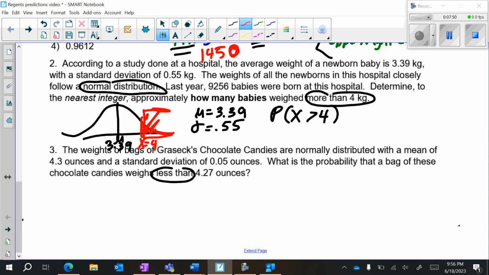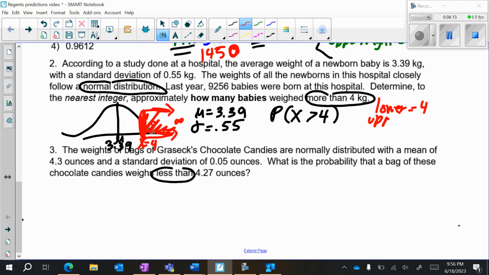Now, because this is a free response, we have to show a little bit more work than if it were multiple choice. So get in the habit of drawing the bell curve, putting the mean in the middle, labeling everything, shading the area that you're interested in. So for this question, the lower bound is 4, which is the left boundary of our area here. And then the upper boundary is infinity.